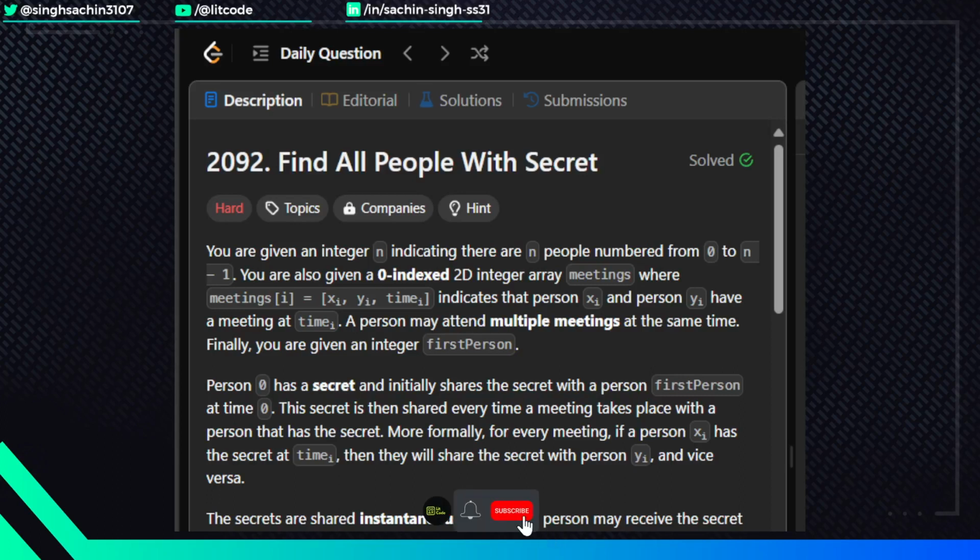And today we're going to solve the LeetCode daily challenge, problem number 2092, Find All People with Secret. It's an interesting problem to solve, and it is tagged as a hard problem, and it indeed is.